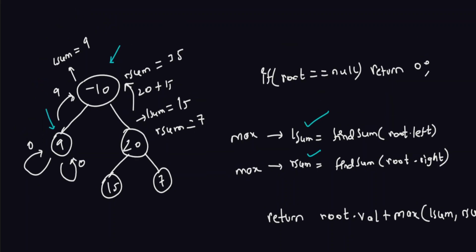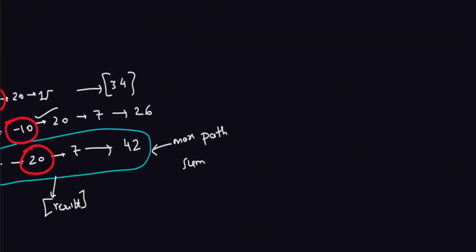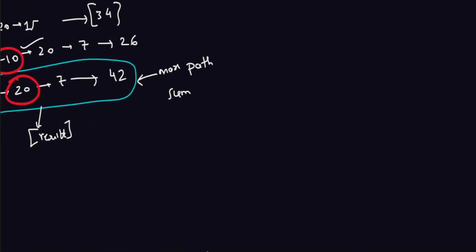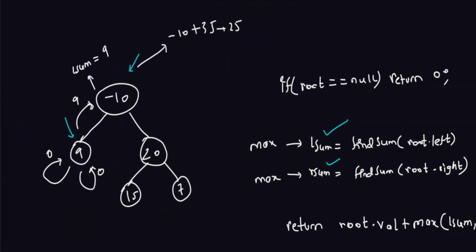So once we have calculated L sum and R sum, let me erase these things. What we are going to return here is this root val, -10, plus the maximum of L sum or R sum, which is R sum, 35, so it is going to be returned as 25, right? Yeah, 35.